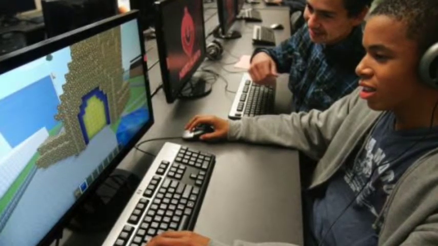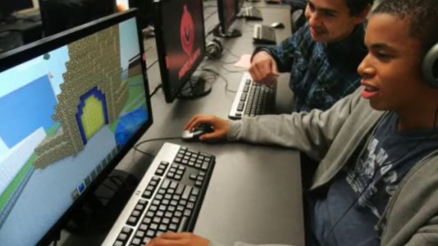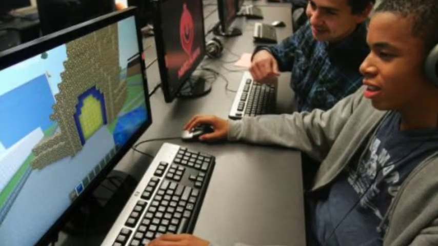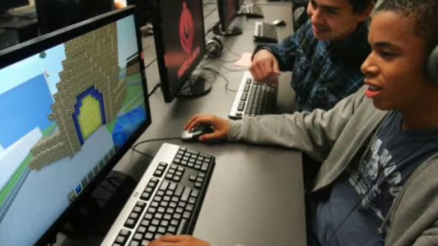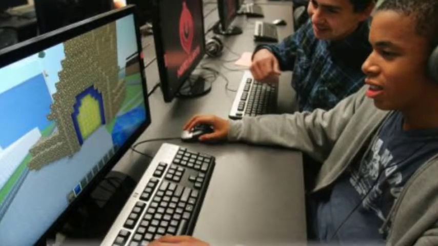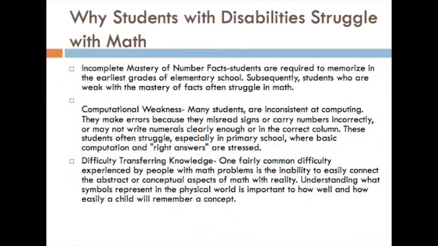While very little is known about the neurobiological or environmental causes of these problems, many experts attribute these deficits to the following items. Incomplete mastery of number facts. Students are required to memorize math facts in the earliest grades of elementary school. Subsequently, students who are weak with the mastery of facts often struggle in math.